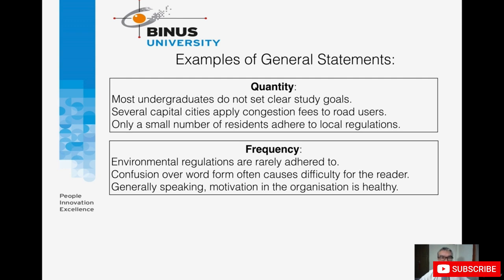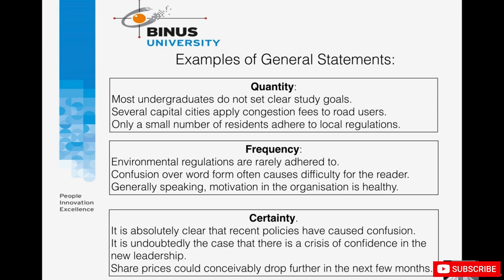Environmental regulations are rarely adhered to. Confusion over word form often causes difficulty for the reader. Generally speaking, motivation in the organization is healthy. Finally, we have some generalizing in terms of certainty. Let's just look at these examples, shall we?